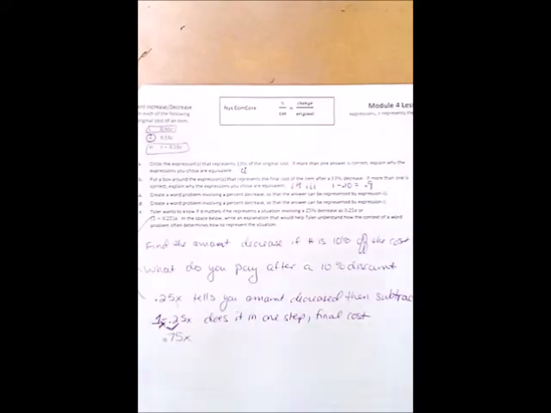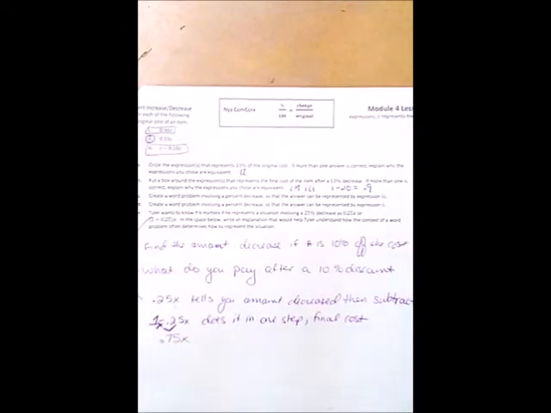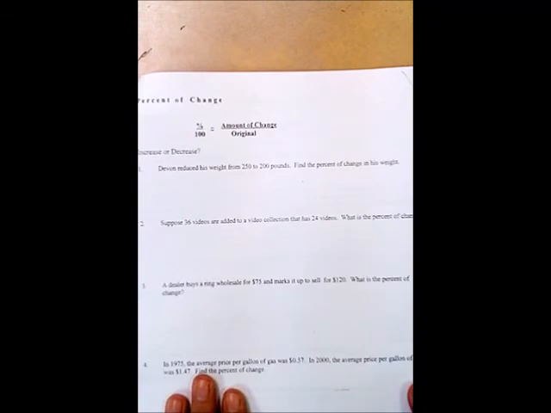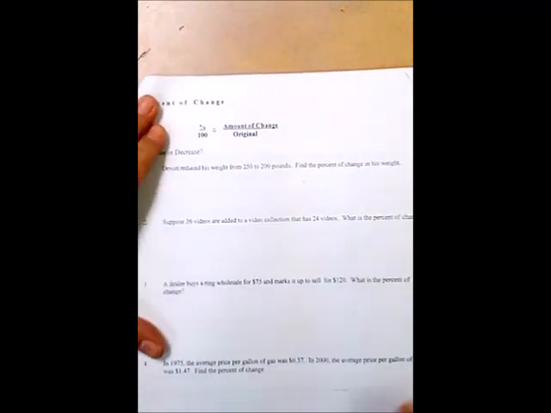Okay, when you're done with that, we're going to turn to the next page. I'll go through one example, and then you'll work on the rest and check your answers with me. Okay, so this is all reading and labeling. That's all you need to know. We're doing proportions, and they always have to have matching units. So, let's go with question 1. Devin reduced his weight from 250 to 200 pounds. Find the percent of change.